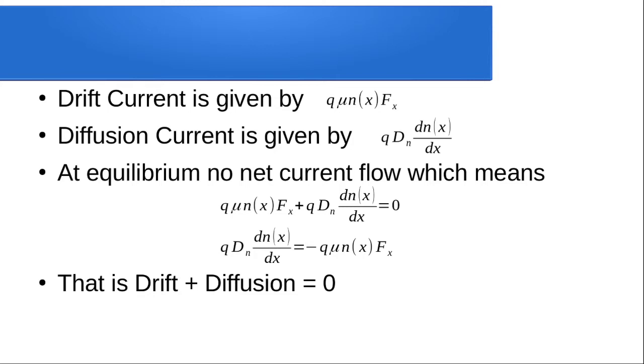We are equating the drift current and the diffusion current. By rearranging, we get q dn(x)/dx is equal to minus q mu n(x) F(x). This equation we have written because at equilibrium no net current flows. Now we will substitute certain equations in the last equation so that we will get a relation.